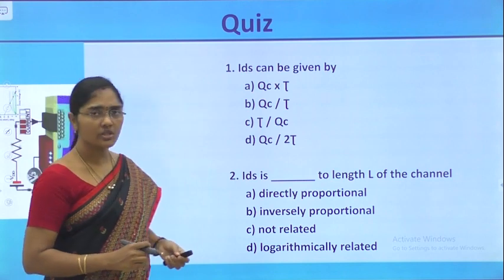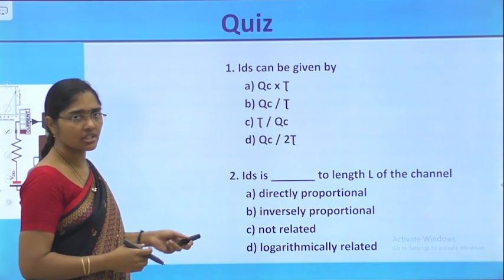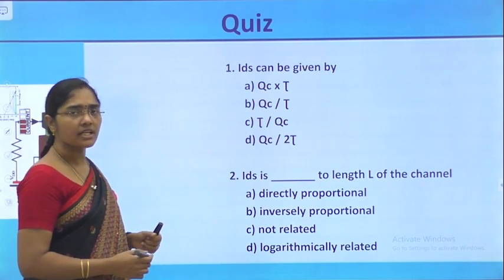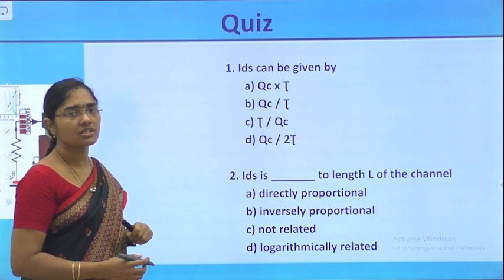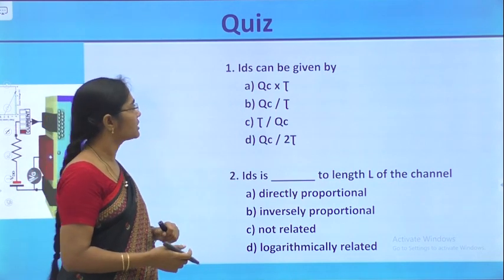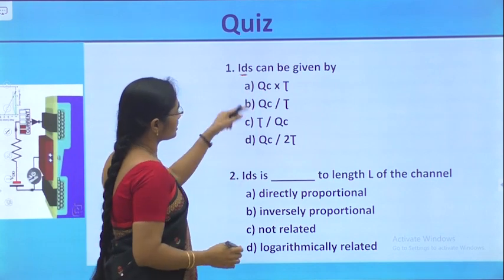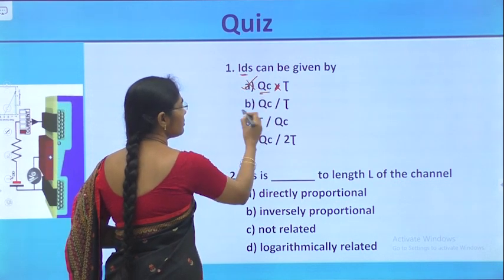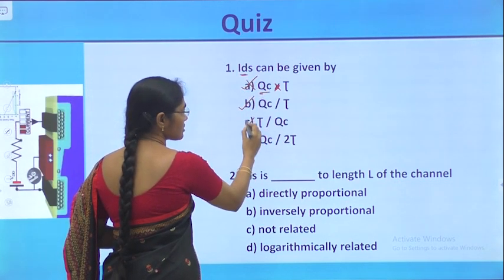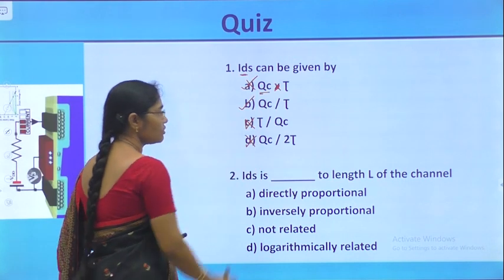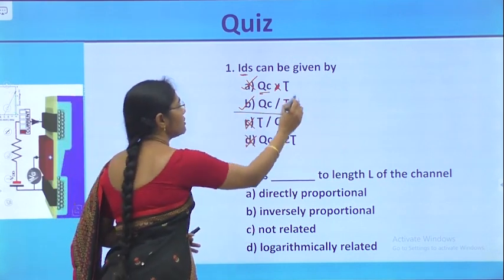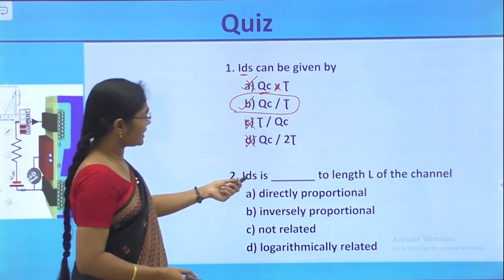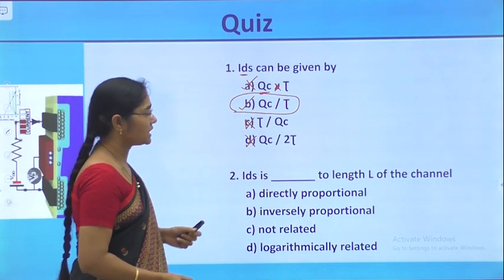Now let's have this small quiz to check our understanding of those derivations and current equations. First one, IDS can be given by, what is the current equation definition? First we have written, that is channel charge by the transit time. So IDS is equal to, from the given options, channel charge QC into T, it is not, tau by QC is not, and QC by 2 tau is also not. So the option is QC by tau, current is equal to charge divided by time. And IDS is dash to length L of the channel.